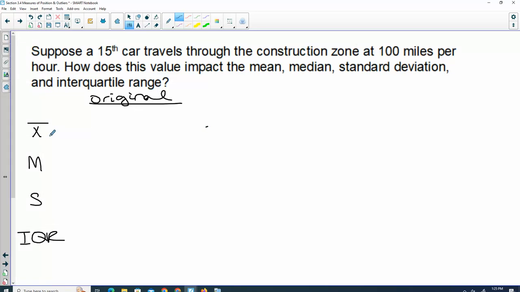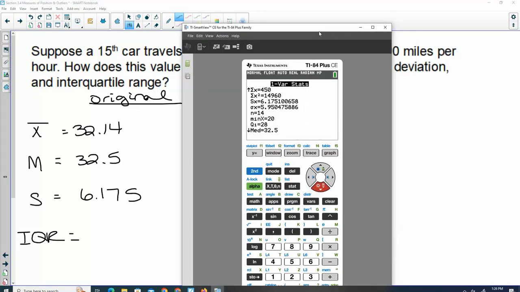So what did you guys get for your mean? 30? Okay, so 32.14. The median. How do we find median on here? Yep, if we go down it says MED, so that was 32.5. Standard deviation, the S was 6.175.